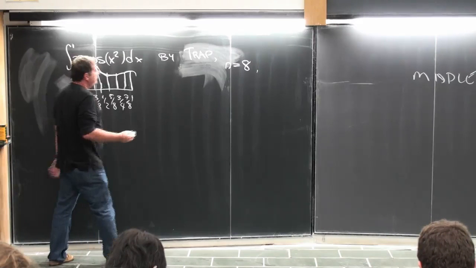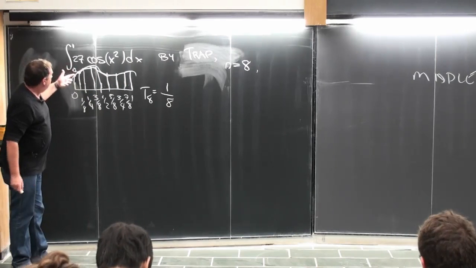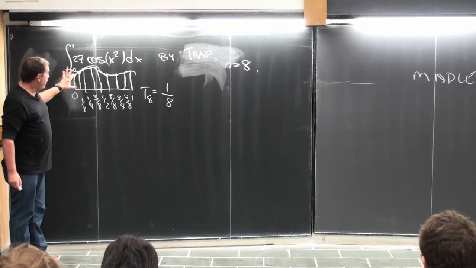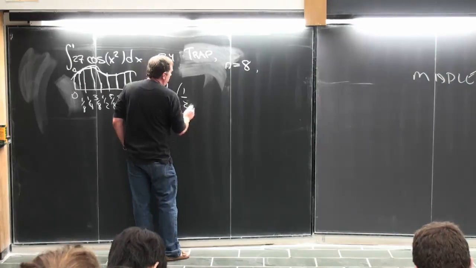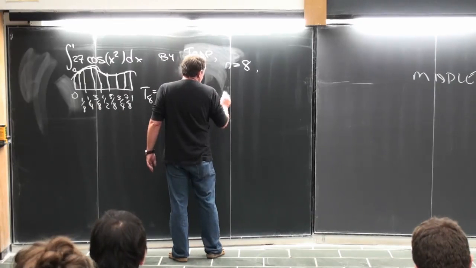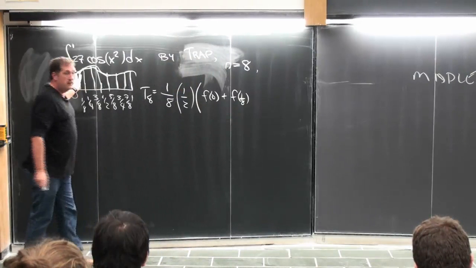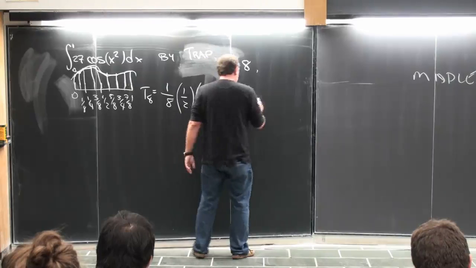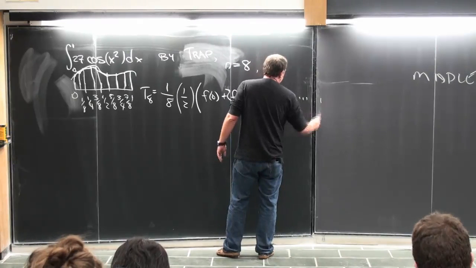So the width of each of these things is 1/8. And the area of each of these is this side plus this side over 2. So the height is however long this is plus however long this is over 2. So since they're all over 2, I might as well take 1/2. And now it's going to be f of 0 plus f of 1/8. But in fact, when I do this one, the f of 1/8 plays a role, and then when I do the next one, the f of 1/8 plays a role, so there's going to be 2 of those. And so on, whatever they are. 3/8 is next, blah, blah, blah.